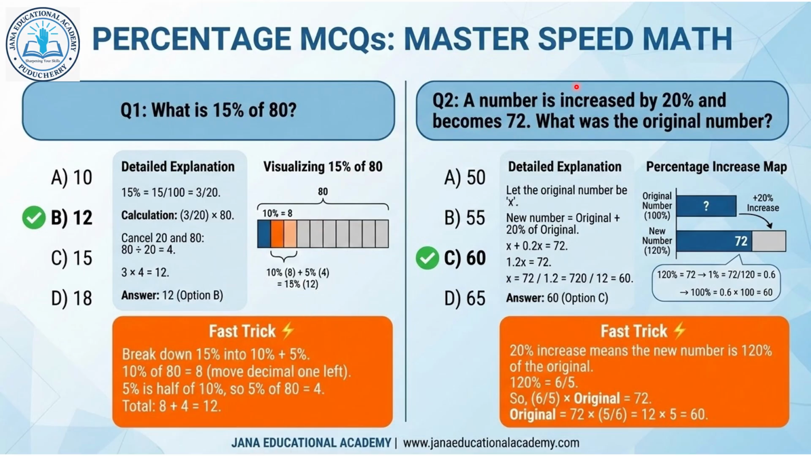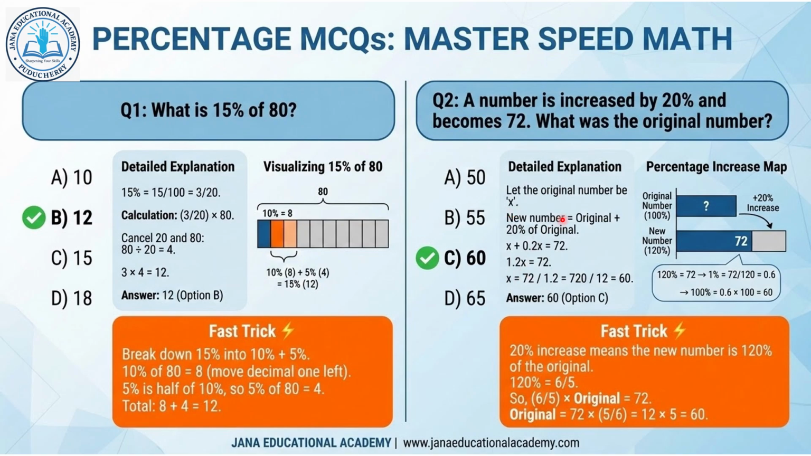You can calculate easily. A number is increased by 20% and becomes 72. What was the original number? Right? What they are asking is, a number is increased by 20% and becomes 72. What was the original number? This is a detailed explanation. Let the original number be x.